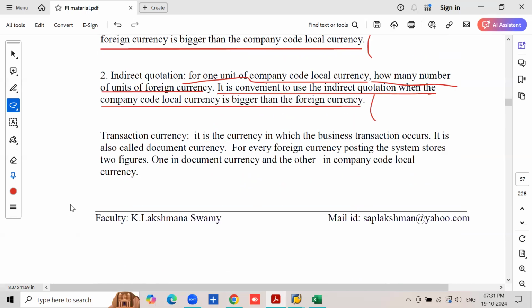Then you have to understand one more terminology, transaction currency. It is the currency in which the business transaction occurs. It is also called document currency. So for every foreign currency posting, the system stores two figures, one in the document currency and the other in the company code local currency. After posting the foreign currency transaction, I will show you both the figures, right?